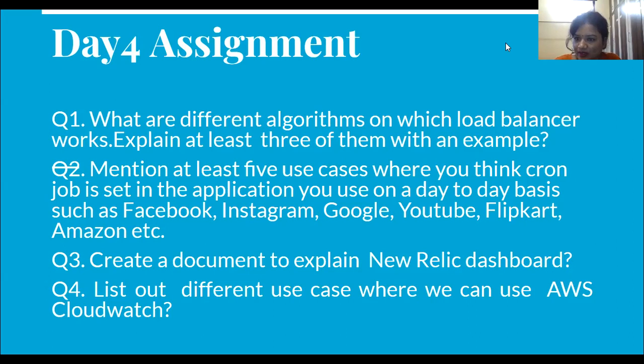Let's say we have 6 requests. The first request will be assigned to server A, the second to server B, the third to server C, and then again the fourth one will be assigned to server A, the fifth to server B, and the sixth to server C. So the requests are assigned in a cyclic way. That is the concept of round robin.